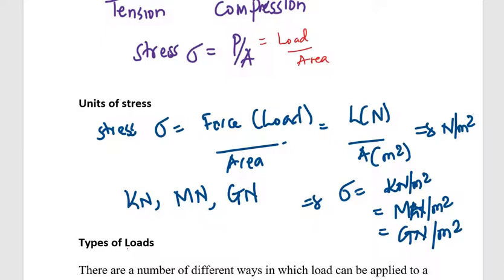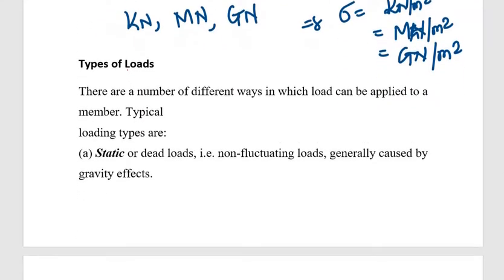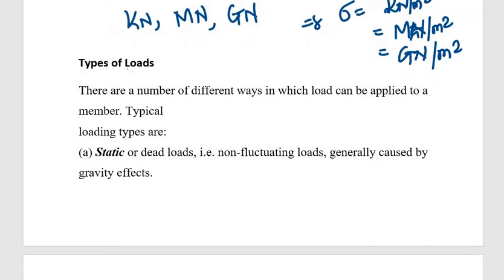Then let us look at the types of loads. As we know, in engineering there are different ways in which the load can be applied to a member. You can have static loads, and these are loads which are non-fluctuating. For example, the weight of a building, so the weight supported by the building, when we total up its weight, that kind of load on the foundation is the dead load.